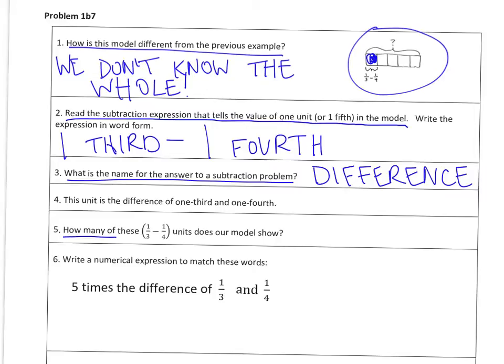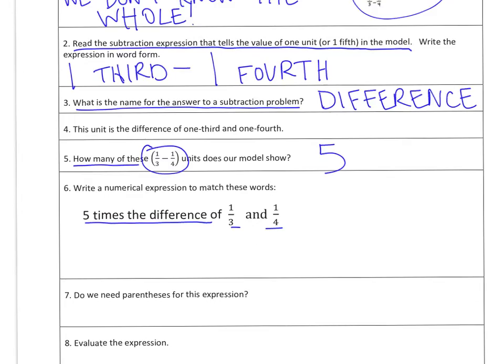So how many of these 1/3 minus 1/4 units does our model show? 5. Check it out. 1, 2, 3, 4, 5. So the numerical expression to match those words is 5 times the difference of 1/3 and 1/4. So here's how we'd write that in numbers. We know because it's already the difference that we have to do that first. So we have 1/3 minus 1/4, and we're going to put that in parentheses. And then we're going to multiply it by 5.